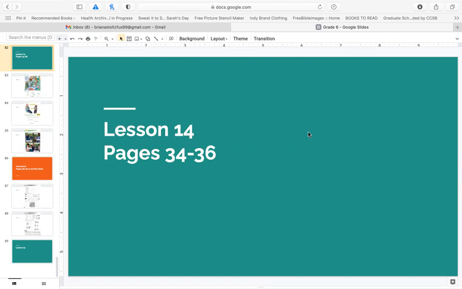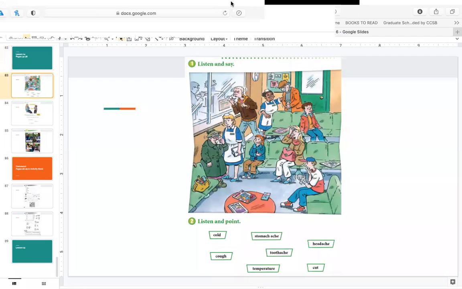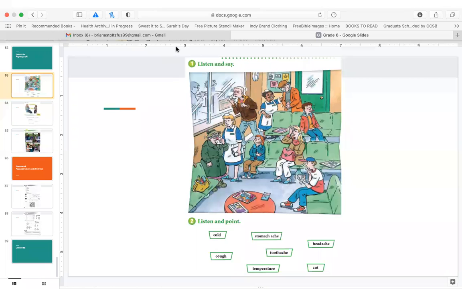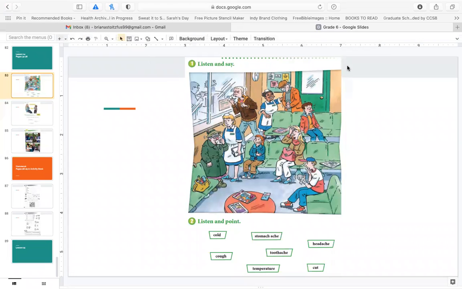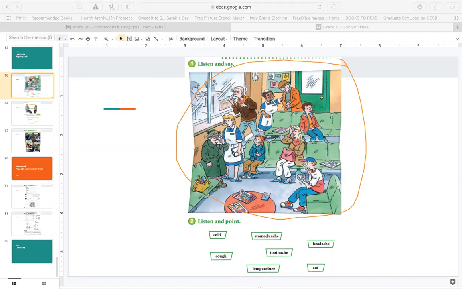Today, we will look at pages 34 to 36. Go to page 34 in your student book. This is a room in a hospital. All of these people have problems. These are their problems: cold, stomach ache, headache, cough, toothache, cut, and temperature.